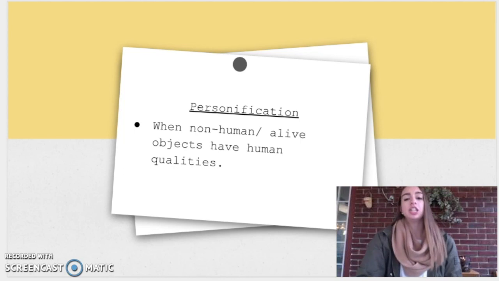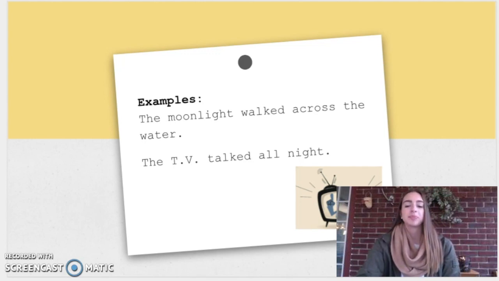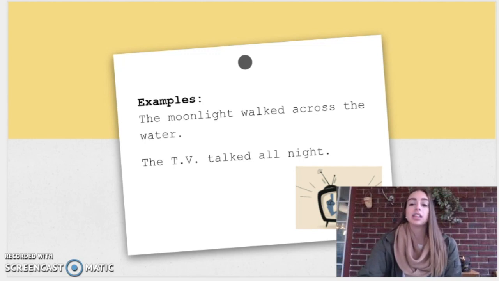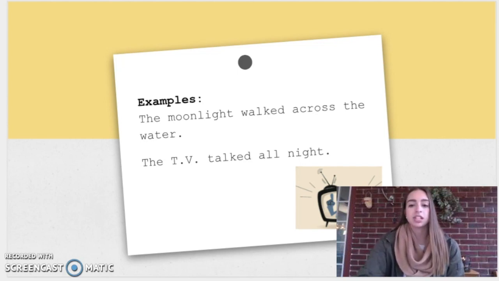Personification is when non-human objects are given human characteristics. For example, the TV talked all night, and the moonlight danced across the water. Here, the moonlight did not literally dance across the water. However, the writer, through personification, is describing how the moonlight was being reflected on the water. Using personification invites imagery in this example.